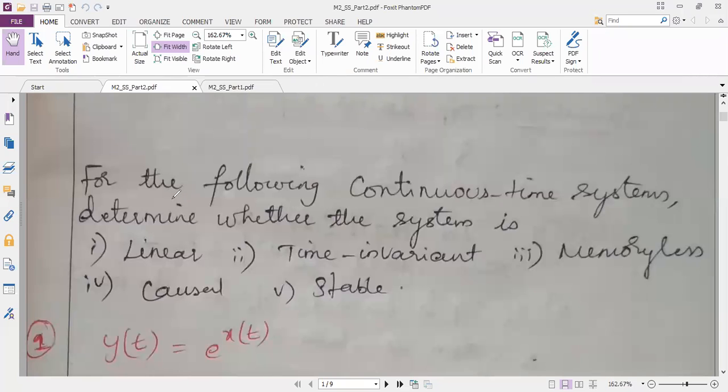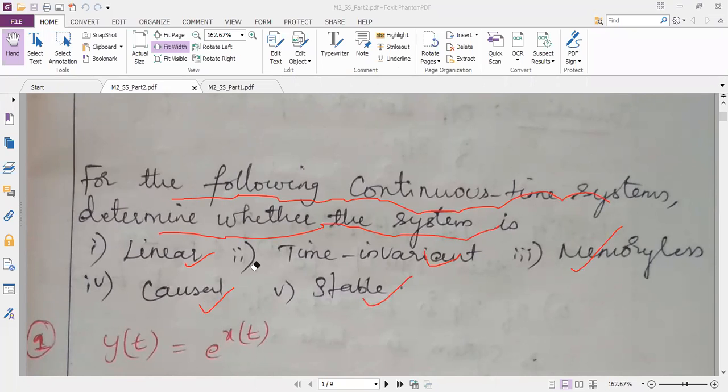So listen properly. The title is common title. For the following continuous time systems, determine whether the system is: first sub question, linear; second, time invariant; third, memoryless; fourth, causal; fifth, stable.